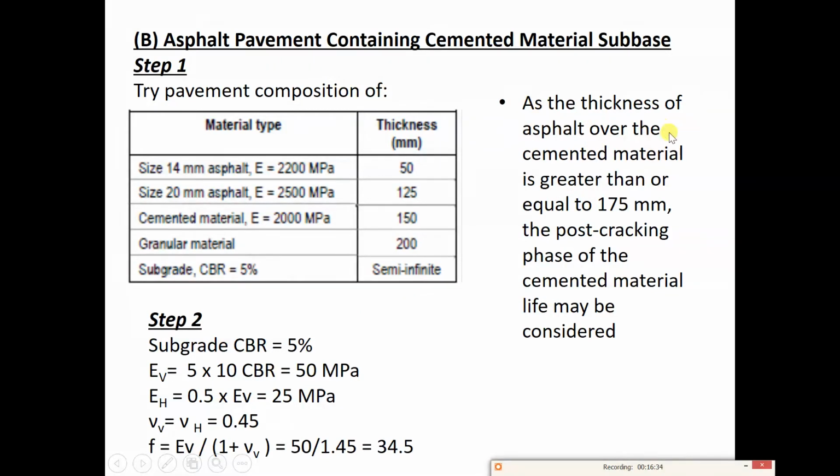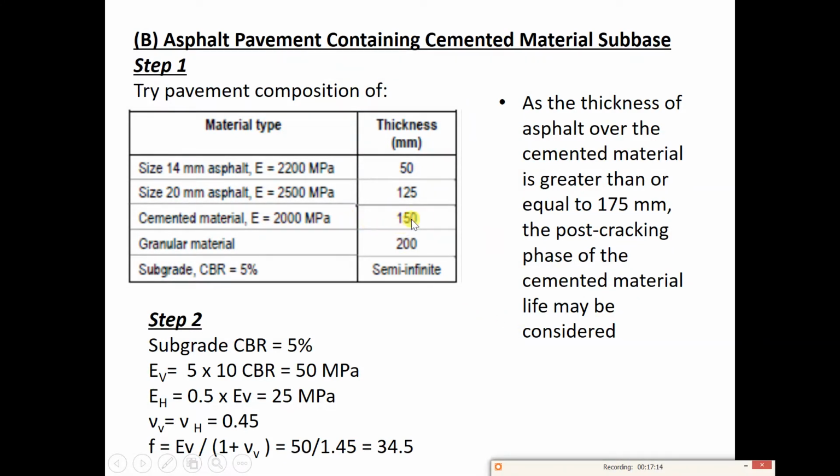So the thickness of asphalt over the cemented material is greater than or equal to 175. The post-cracking phase of the cemented material life may be considered when the thickness of asphalt over the cemented material is greater than or equal to 175. So in this one, the asphalt is 175, equal to 175, so the post-cracking phase of the cemented material life may be considered. This cemented material is 150.